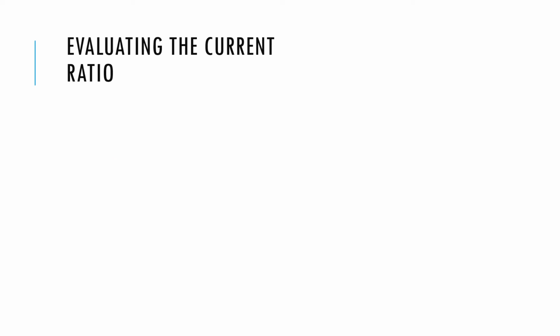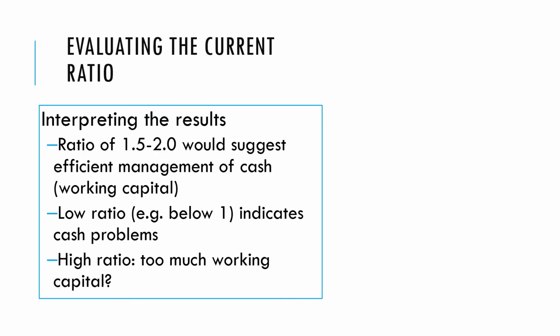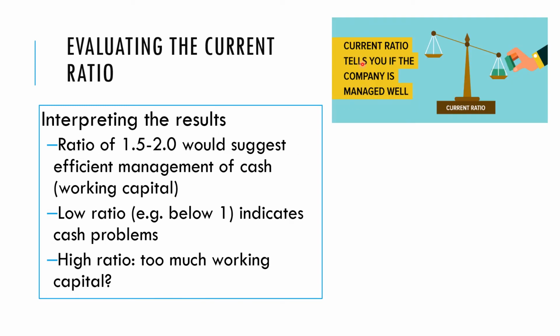So what does this mean? How might we evaluate the current ratio? Well, in terms of interpreting the results, anything between 1.5 and 2 would suggest the business has an efficient level of cash, what we're later going to look at as being working capital, to meet the requirements of the business. So the current ratio tells you if the company is managed well. If you have a low ratio below 1, this may indicate some cash problems, because that tells you that what they owe within 1 year is more than the assets that can be turned into cash within 1 year. Interestingly, a high ratio might indicate they've got too much working capital or too much cash.